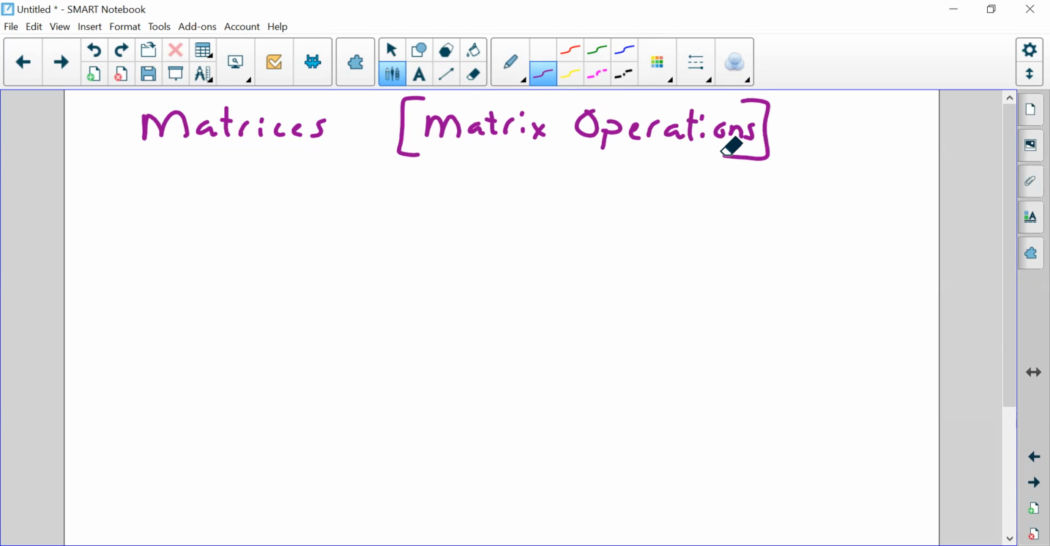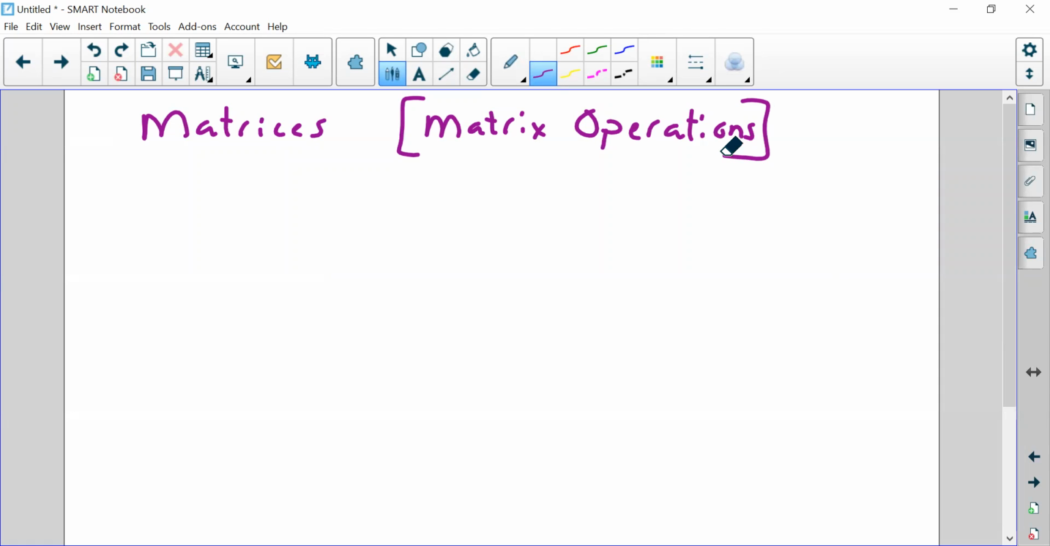So the title of this concept topic is matrix operations. Matrix is just the singular; matrices is the plural form, so it means the same thing. All right, so a matrix is just an array of numbers. It's a simple way to organize information and numbers or large data.